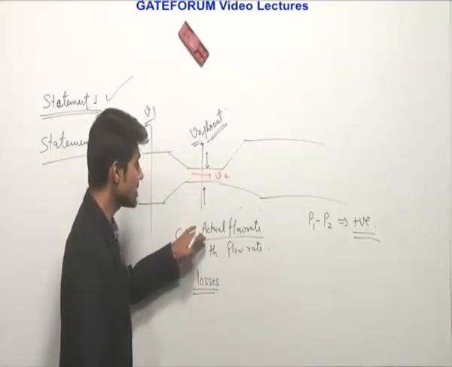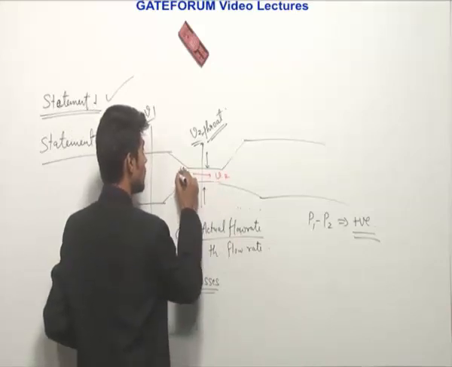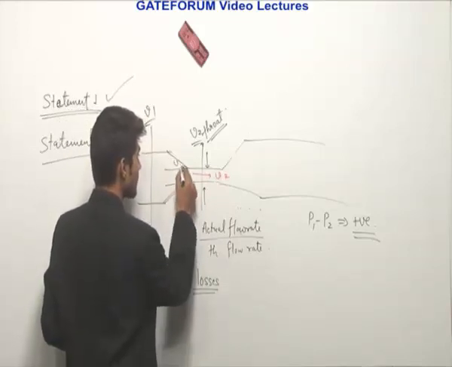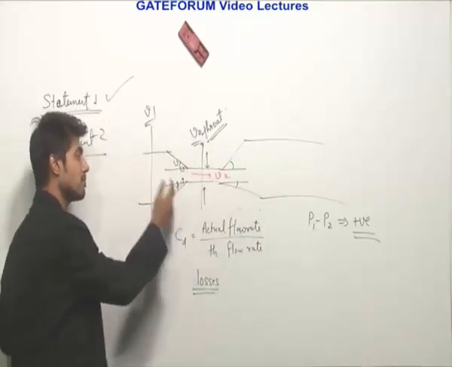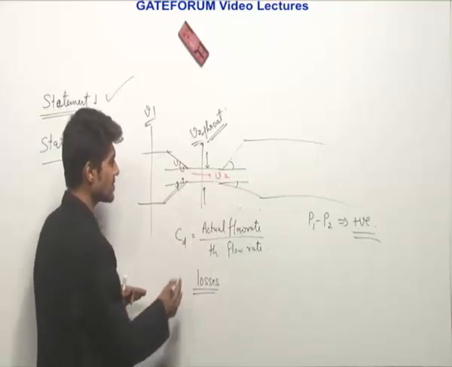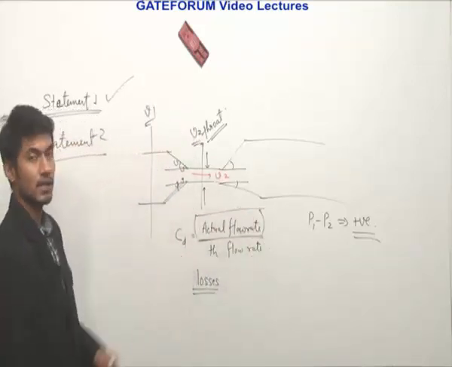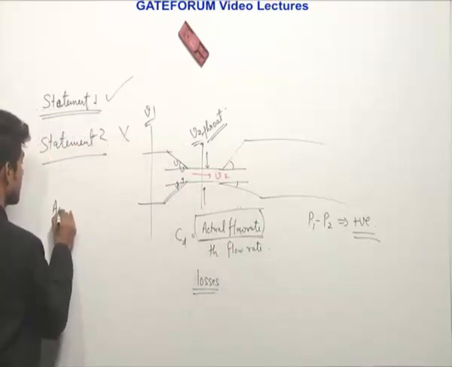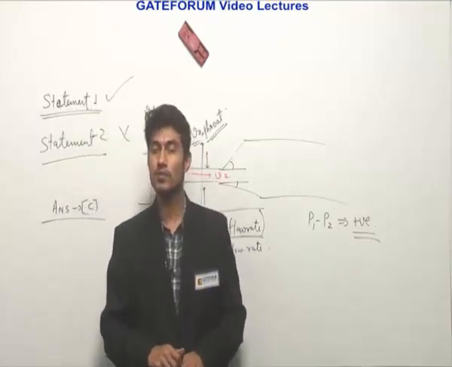But the actual flow rate is different than theoretical because of some vortex formation here. This expansion angle and contraction angle, these two angles play a very important role for this actual flow rate. So there are so many things attached to this actual flow rate. There are so many losses happening which are being accounted in this coefficient of discharge. So statement 2 given is wrong. So our option will be C, which suggests statement 1 is true and statement 2 is false.